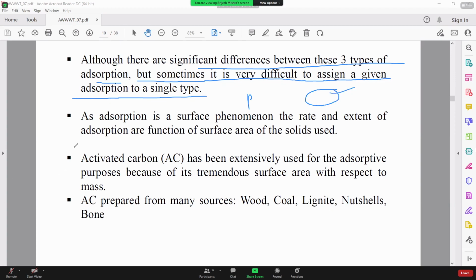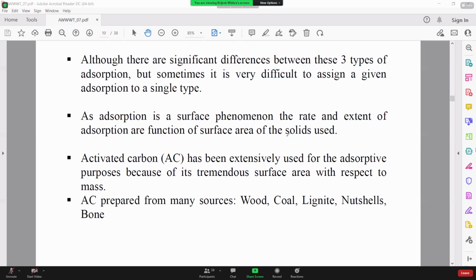As adsorption is a surface phenomenon, the rate and extent of adsorption are a function of the surface area of the solid adsorbent material, whether it is an exchange process. In an exchange process, if sufficient surface is there, then more exchange is possible. Even if it is a chemical process, for doping and other things, surface is required. Even if it is a physical process, again surface is required, and that's why surface plays a very important role.